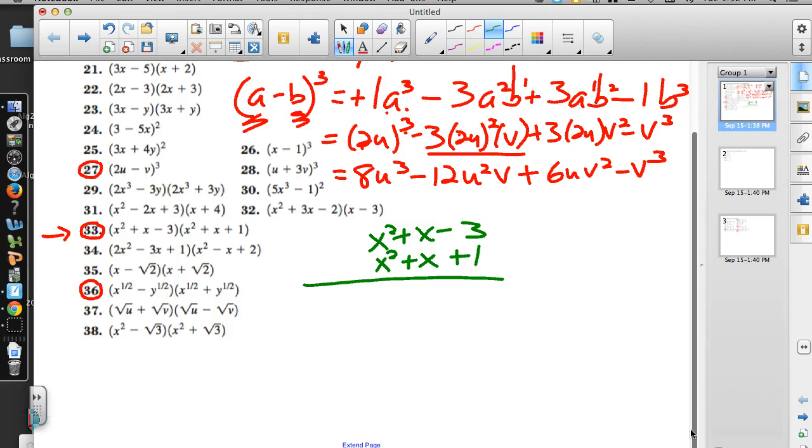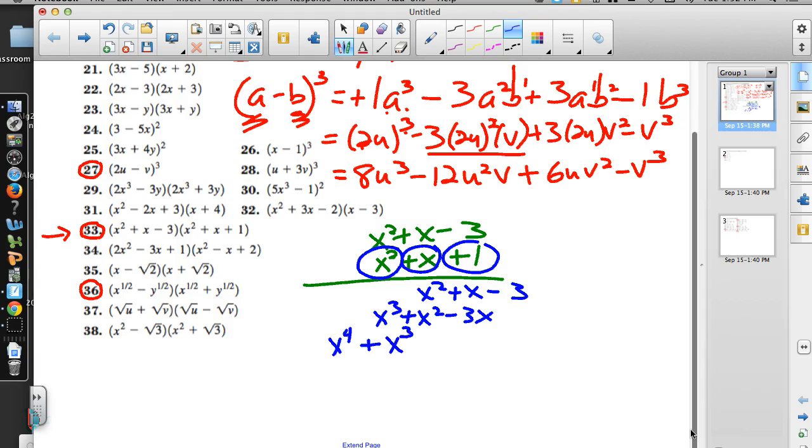So we're going to take a 1 times everything up above. So that will give us x squared plus x minus 3. Then we take x times everything up above, and that will give us x to the third plus x squared minus 3x. Then we take an x squared times everything up above, and that will give us x to the fourth plus x to the third minus 3x squared. And that didn't line up very good there, so hang on a second. Let me get this lined up a little better. There we go.